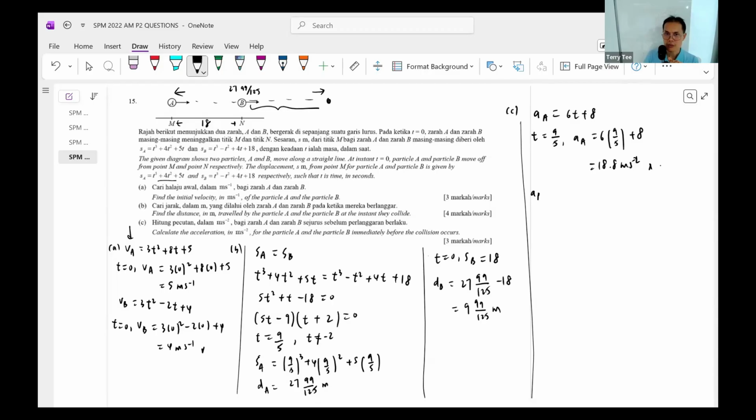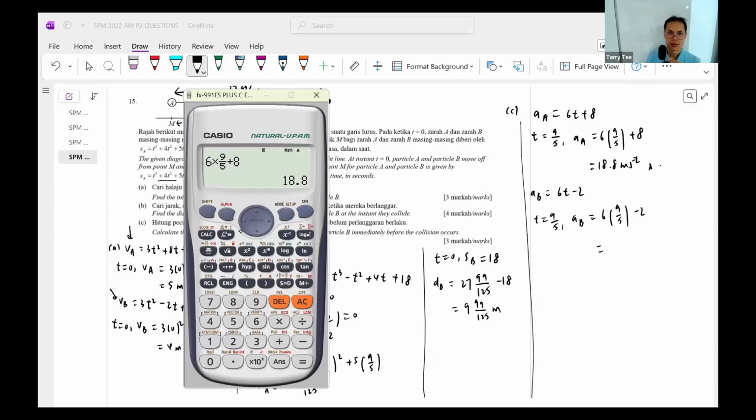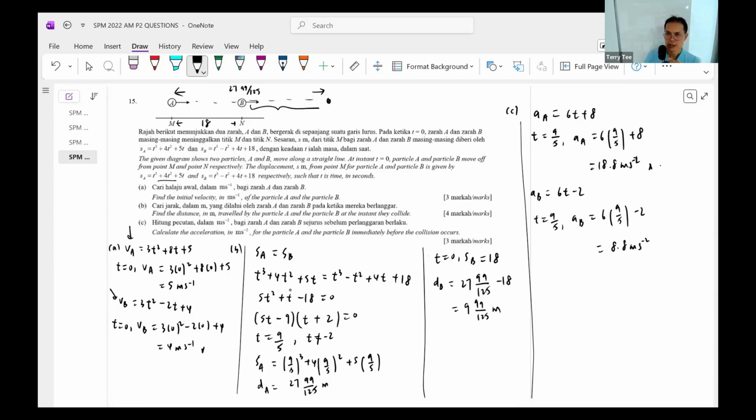Then acceleration for B: take the velocity function for B over here. Differentiate, you get 6t minus 2. Again, substitute t with 9 over 5. Acceleration for B is 6 times 9 over 5 minus 2. Take this, minus 2. You should get 8.8. You can write it as an improper fraction or decimal. I prefer decimal in this case. I think this is not too difficult, especially if you're good in algebra and you like differentiation and integration, you may find this easy.